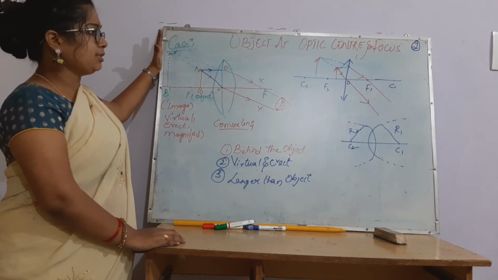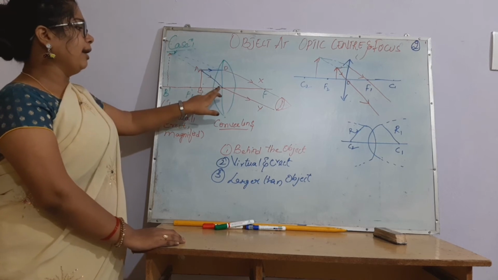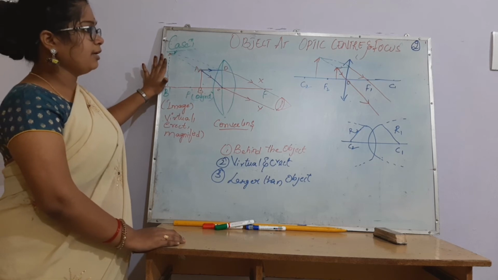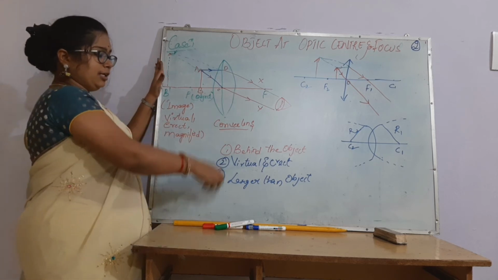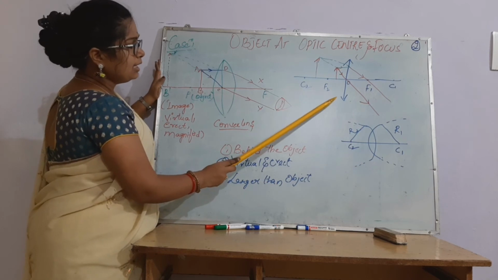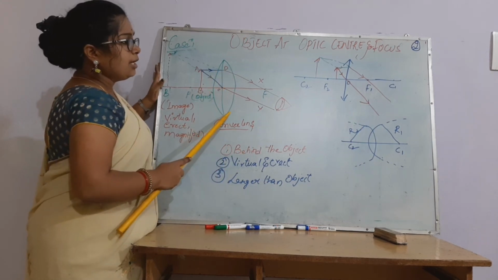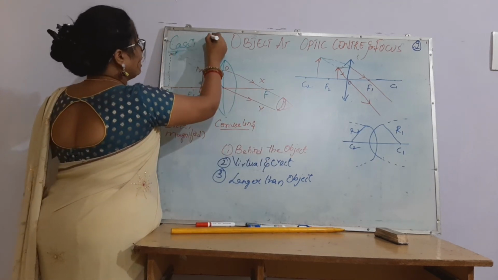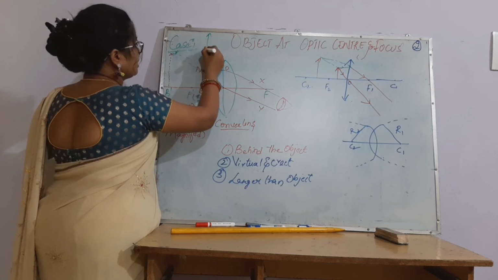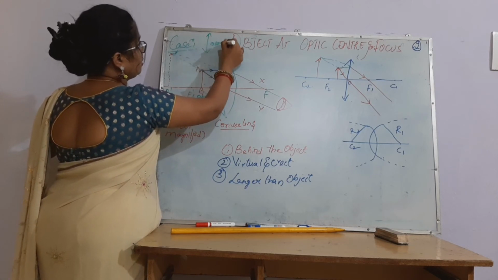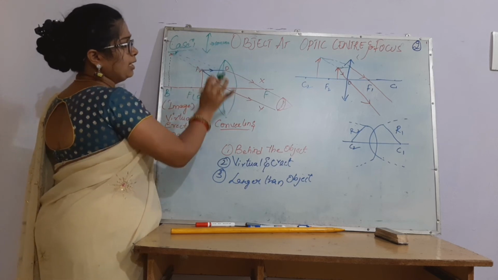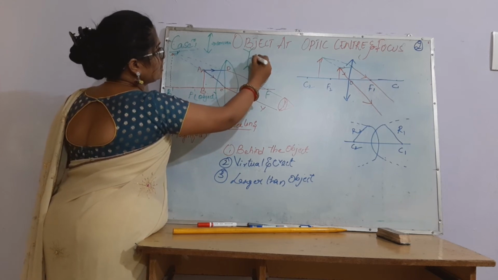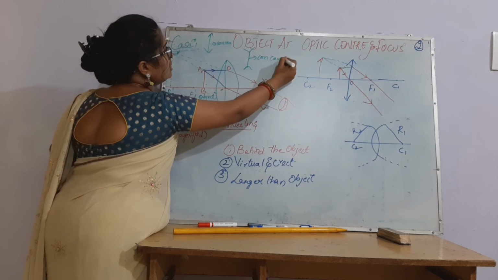An object is kept between the optic center and the focus, and here is a convex lens. Here is also a convex lens. But instead of drawing this big lens, you can simply draw a convex lens like this, with one line. And for a concave lens, as I told you in the mirror also, the caves will be like this. With symbols they will draw it simply.